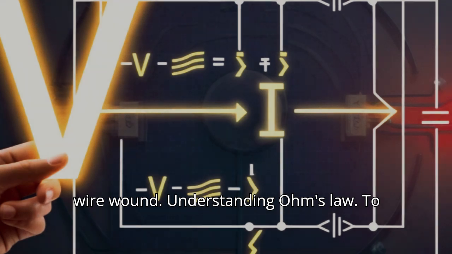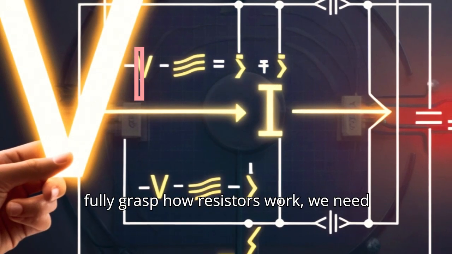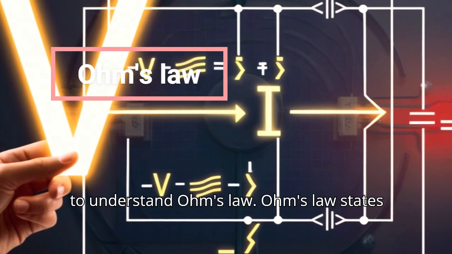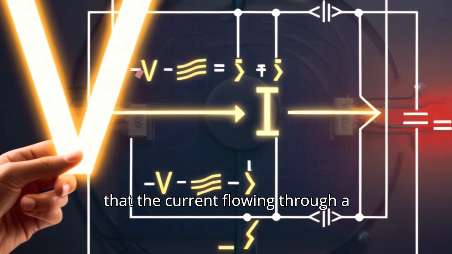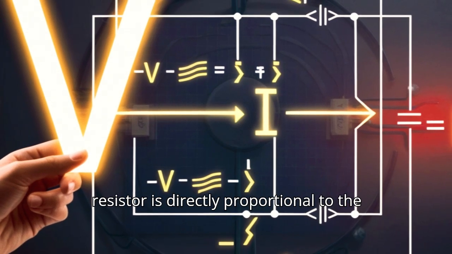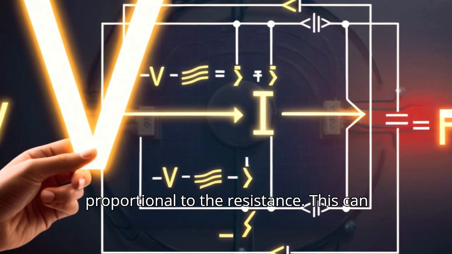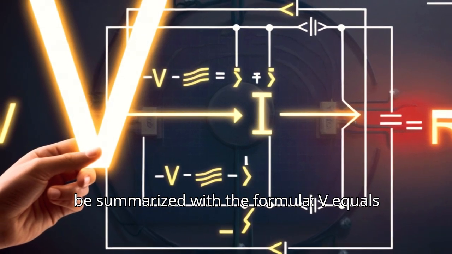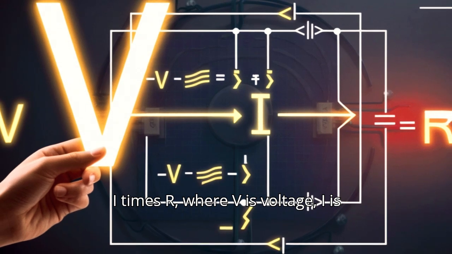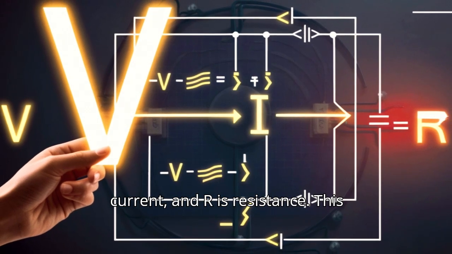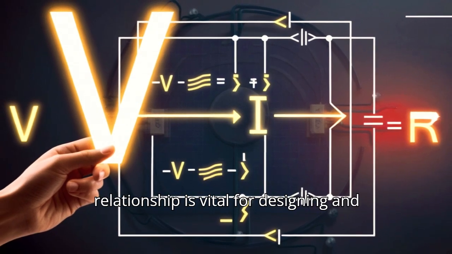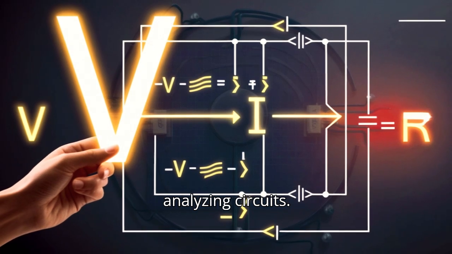Understanding Ohm's law. To fully grasp how resistors work, we need to understand Ohm's law. Ohm's law states that the current flowing through a resistor is directly proportional to the voltage across it and inversely proportional to the resistance. This can be summarized with the formula V equals I times R, where V is voltage, I is current, and R is resistance. This relationship is vital for designing and analyzing circuits.